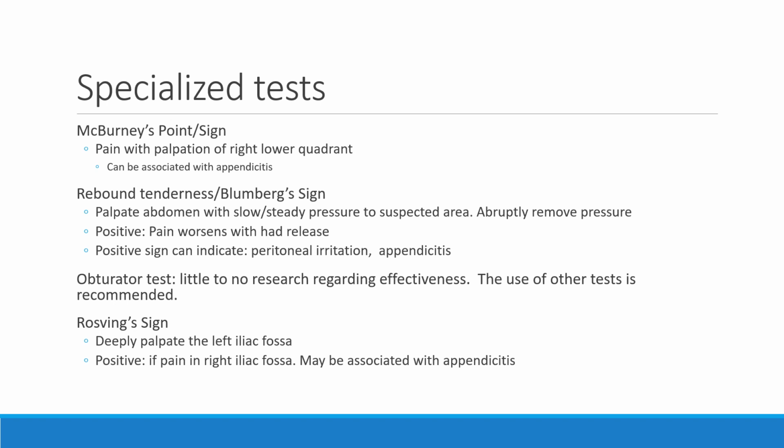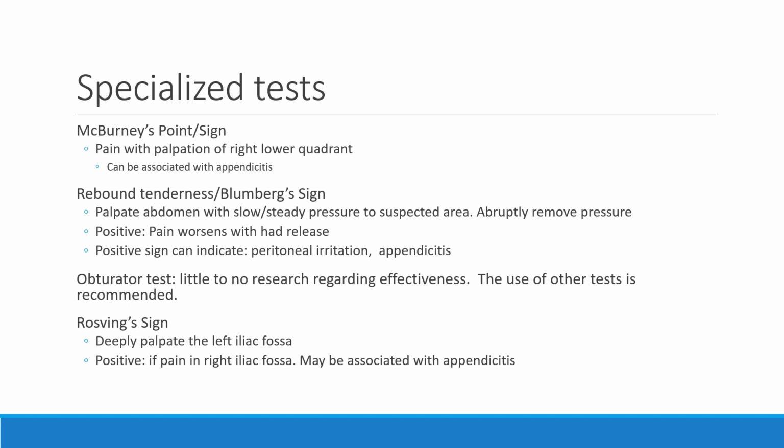We have some specialized testing. On this page are all tests that we would use when we are assessing for appendicitis. So we have McBurney's point or McBurney's sign. This is pain with palpation of the right lower quadrant. We have a rebound tenderness or Blumberg sign. Palpate the abdomen with slow, steady pressure to the suspected area and remove the pressure. It's positive when the pain worsens with hand release. A positive sign can indicate peritoneal irritation or appendicitis.